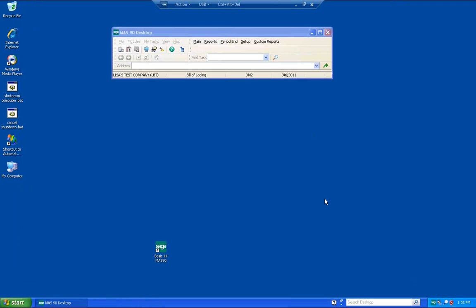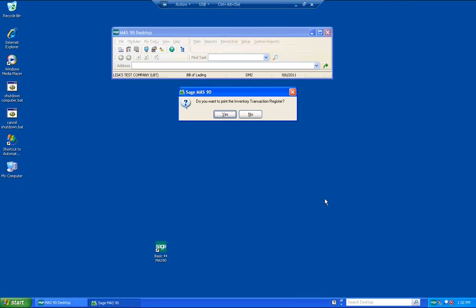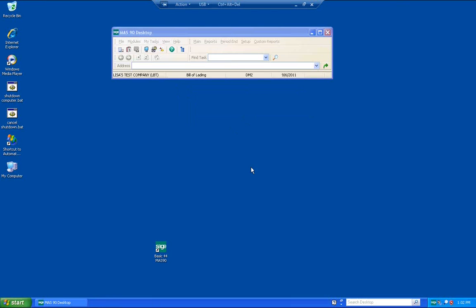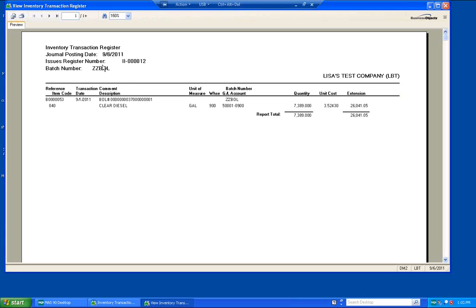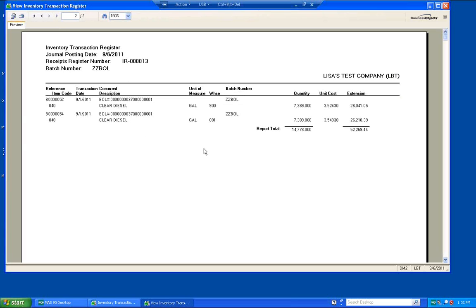Next, it's going to ask you if you want to print the inventory transaction journals. If you've already, as I said, if you've already noticed something wrong, you can answer no and go back into the bill of lading batch to fix it. Otherwise, you can answer yes, and it will continue on to print the journals. So here's my issue journal, and here is my receipt journal. Same journals that you saw in the slideshow.